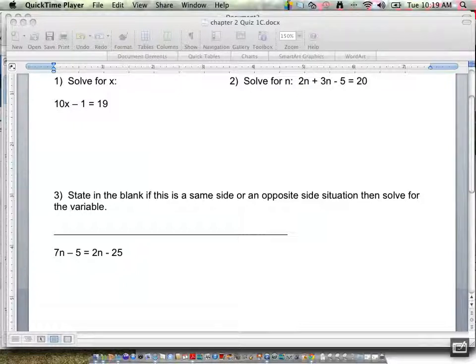Listen, can every row here move back about a foot? Thank you. Okay.